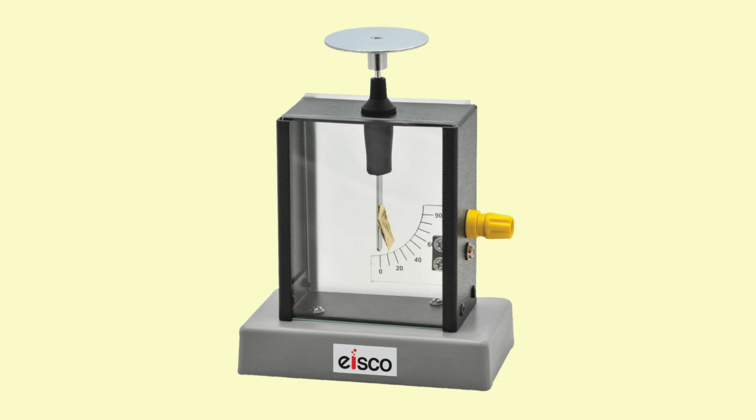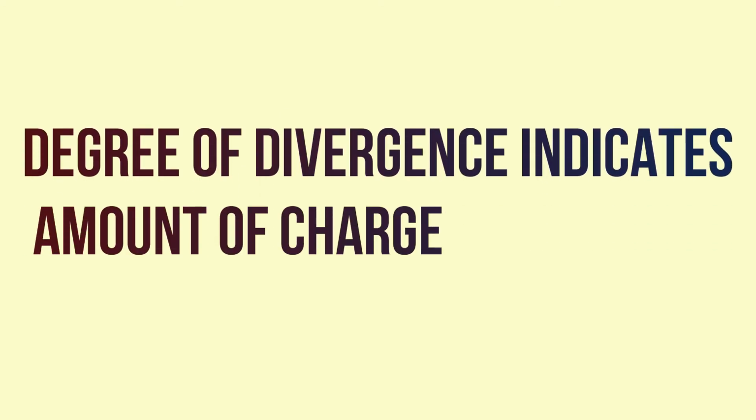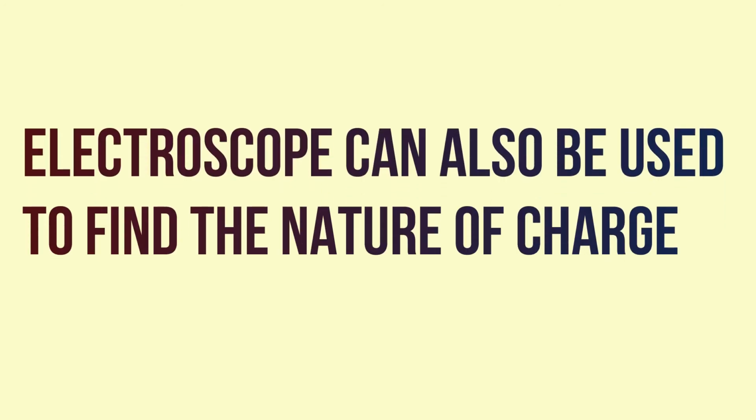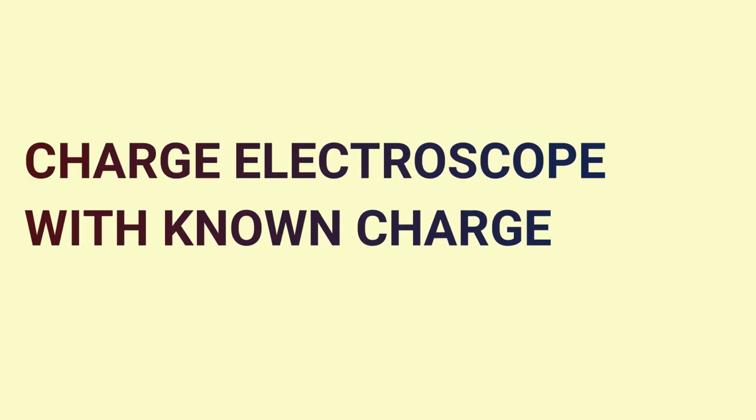And due to force of repulsion, these leaves diverge, and the degree of the divergence is the indicator of amount of charge. More the divergence, it indicates more is the charge on the object. You can also find the nature of charge from this device, that is whether the given charge is positive or negative. For that, first we need to charge the electroscope with the known charge, whether it is positive or negative.